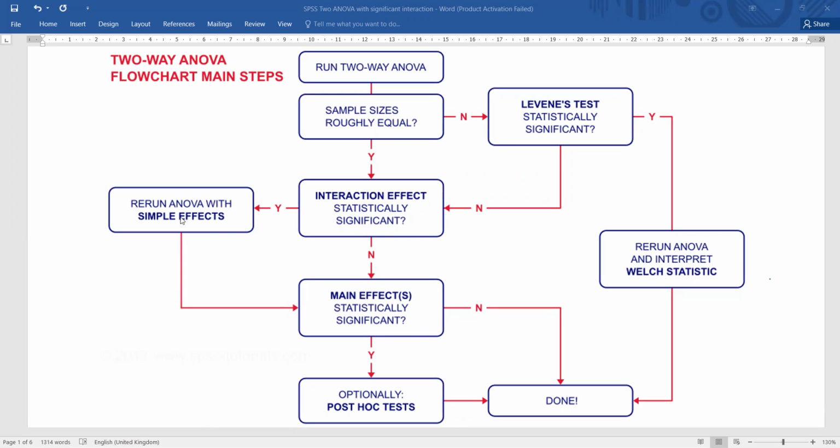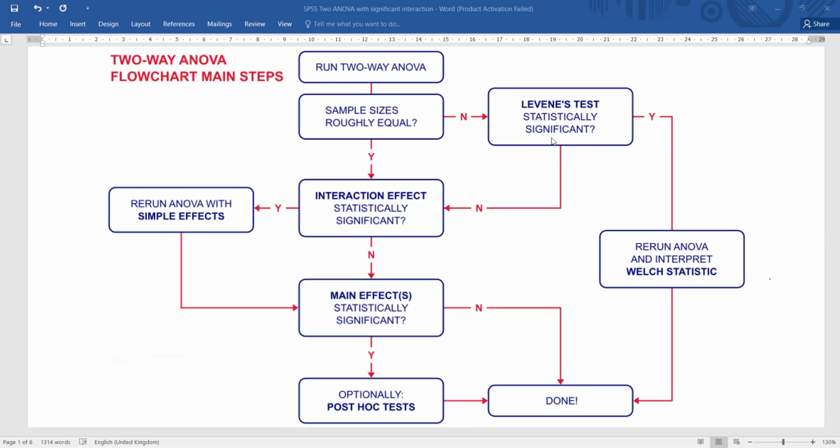If we have a significant interaction, then you have to run the one-way ANOVA two times after splitting the file with respect to gender. Because we have only two levels in gender, we can split the file for male separately and for female separately, then run a one-way ANOVA for male and then apply the one-way ANOVA for female.